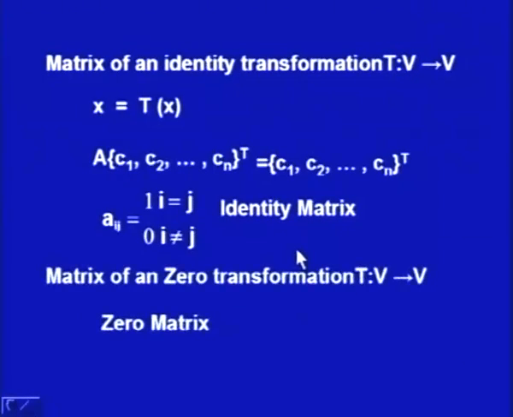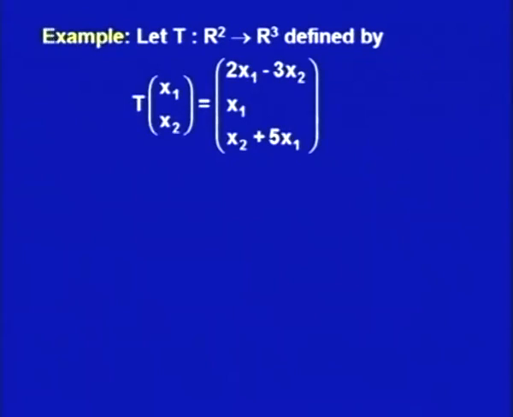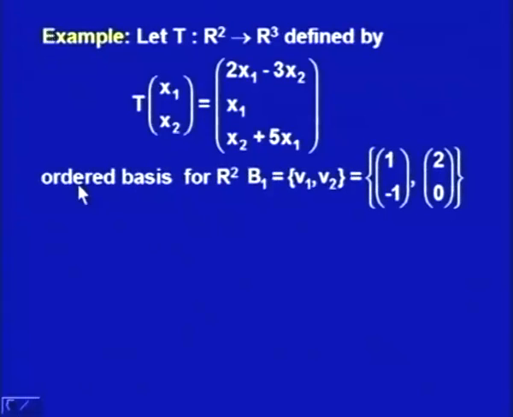Similarly, for the zero transformation from V to V, the associated matrix is the 0 matrix. Now, in the next example, a transformation is being given to us from R2 to R3. We have to find out the associated matrix.